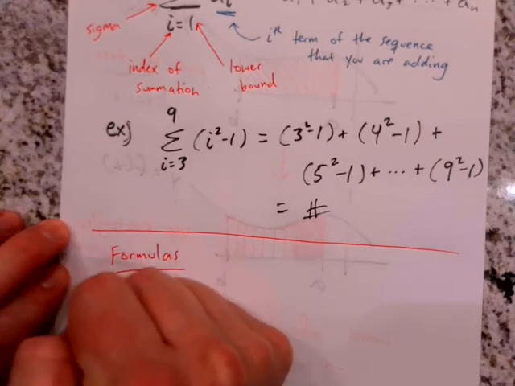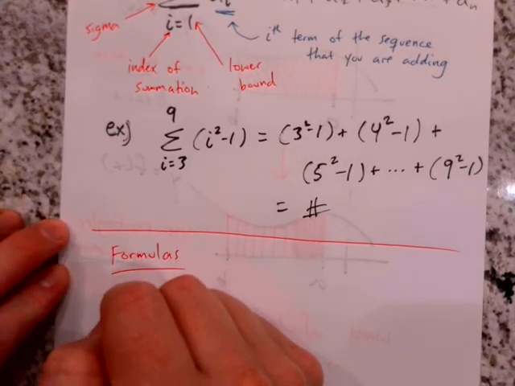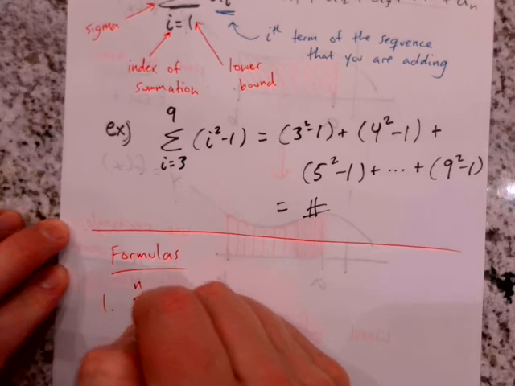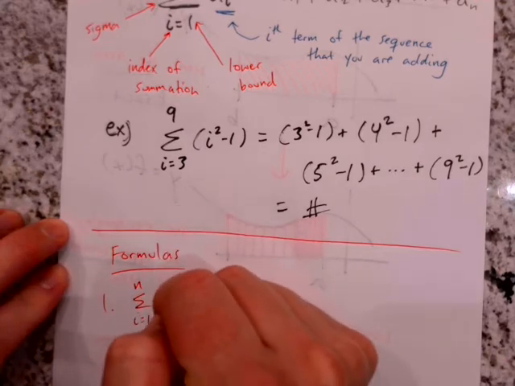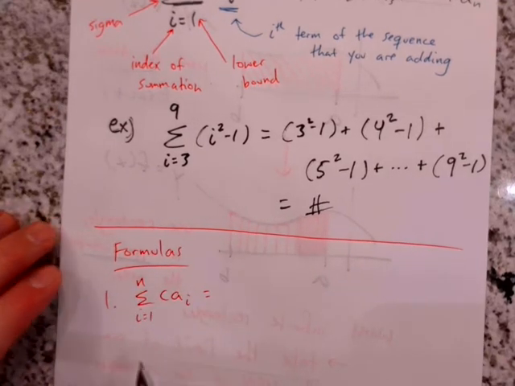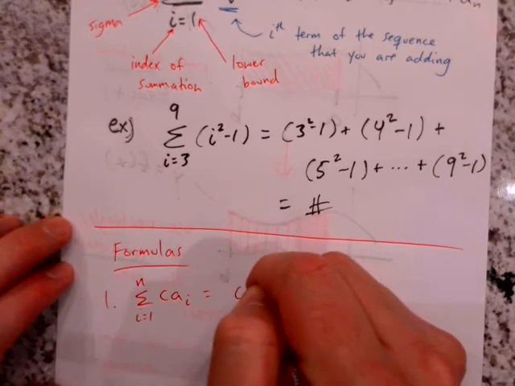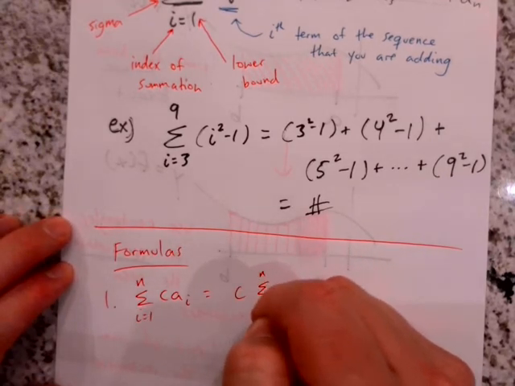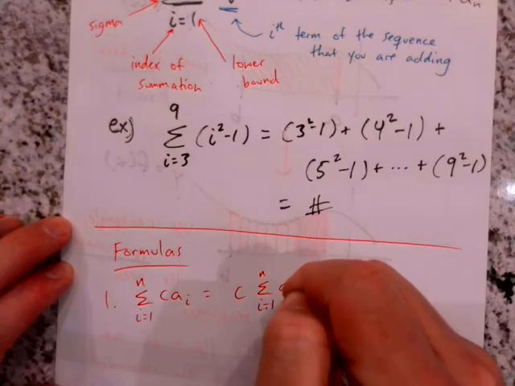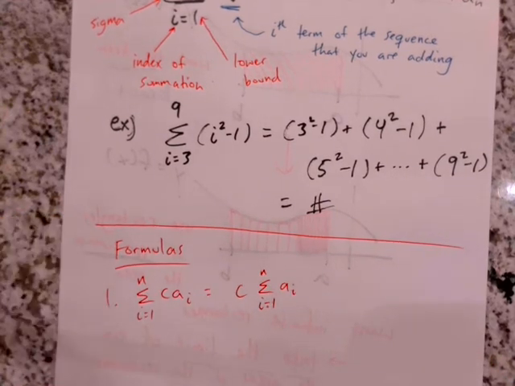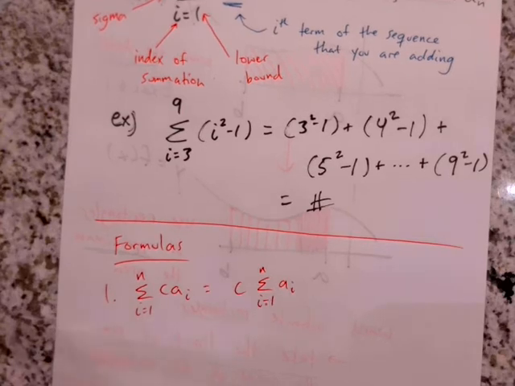First one. If you have the sum from 1 to n of c times a sub I, where c is some constant, you can factor out that constant c. So just like limits, just like derivatives, just like antiderivatives, you can factor constants out. And you know c is constant because there's no I in it. Only terms that have I are changing. So if there's no I in the term, it's a constant term, you can factor it out.